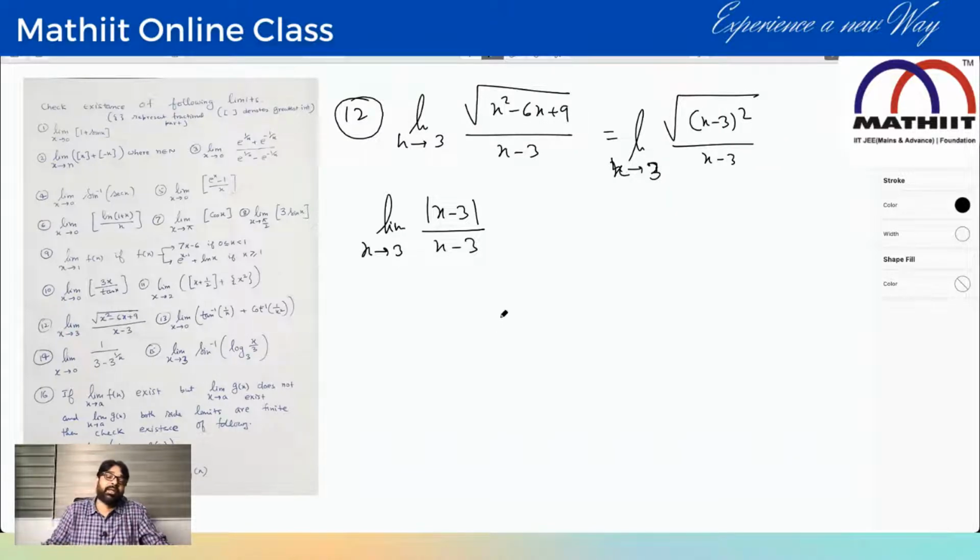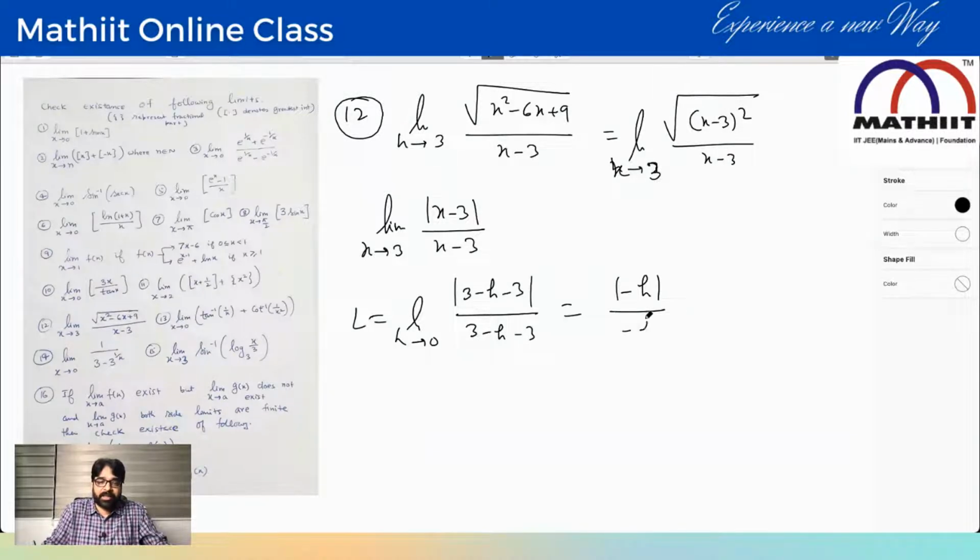Question over. Left hand limit will be limit h approaches 0 mod of 3 minus h minus 3 by 3 minus h minus 3. So this will become mod of minus h by minus h. Mod of minus h will be h, so h by minus h. Remember, everywhere limit h approaches 0. Because h is not 0, the value is minus 1.